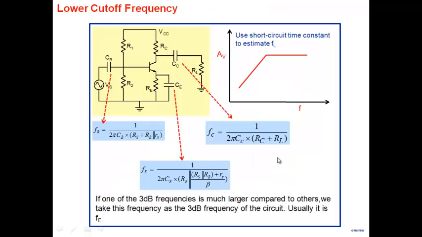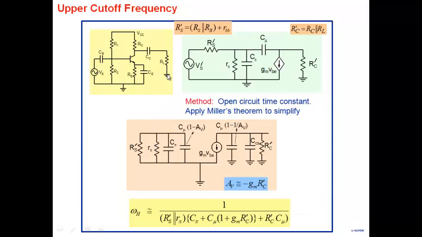Lower cutoff frequency. Our methods are, again, I think we did it only with the common emitter amplifier, but the method is very general. All that we need to do is use a short circuit time constant approach: take one capacitor at a time, short the other ones, and find out all the frequencies that are there. Whichever one is the largest, and if it's significantly larger than the other ones, decides the lower cutoff frequency. So the method is applicable to all lower cutoff frequency calculations. Upper cutoff frequency calculation.